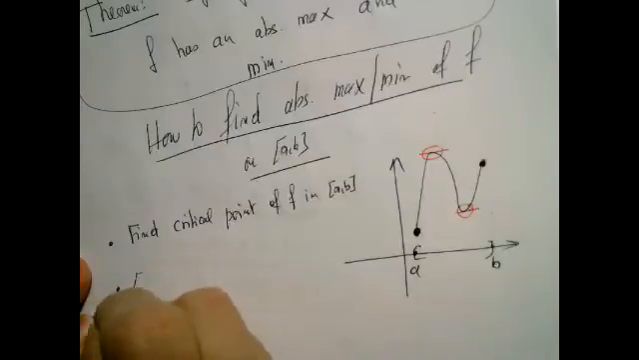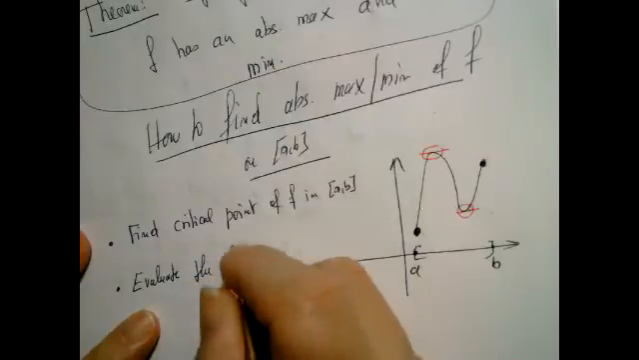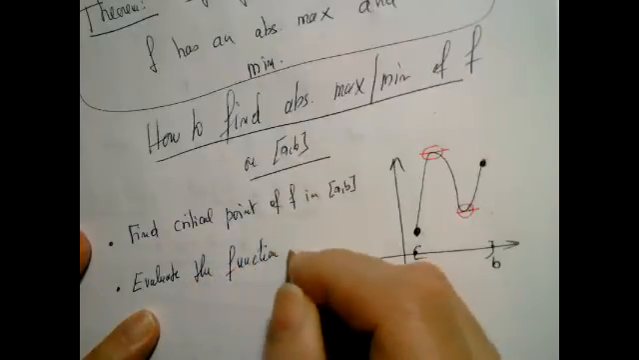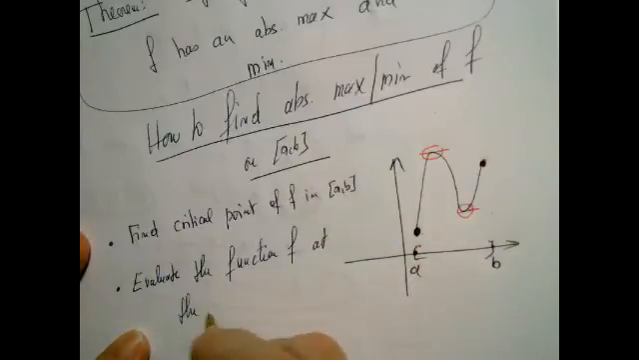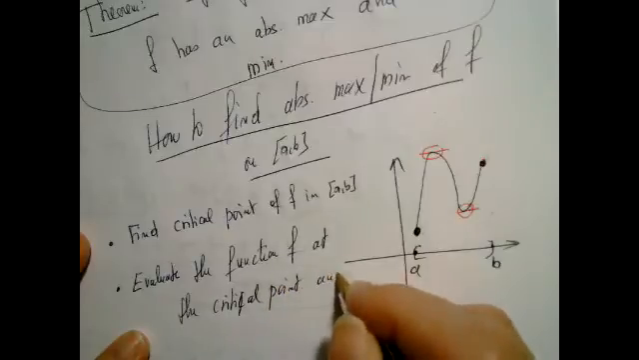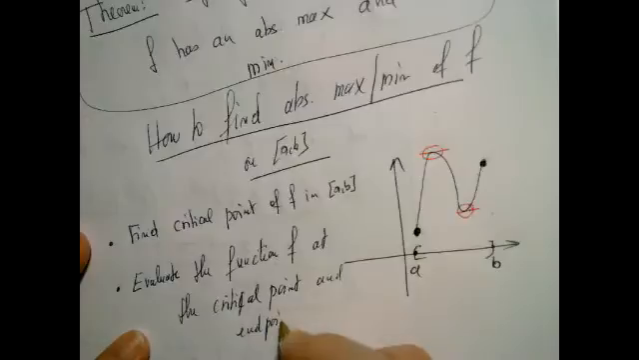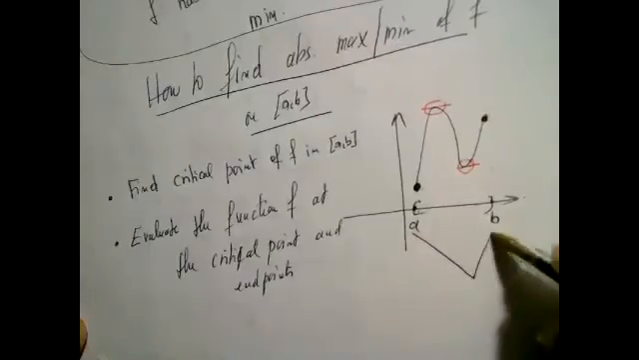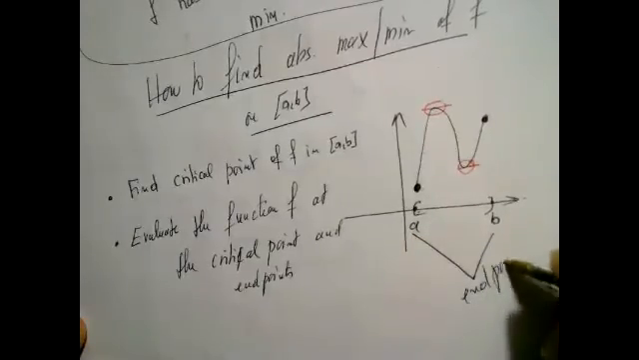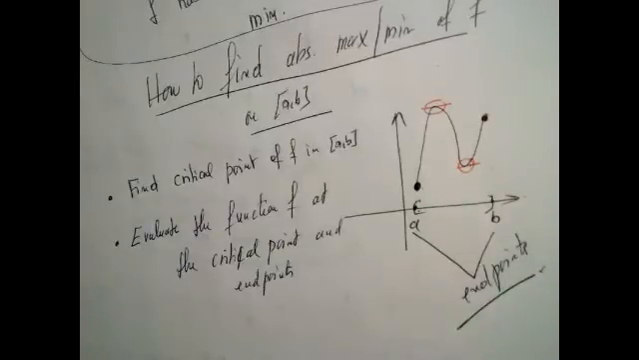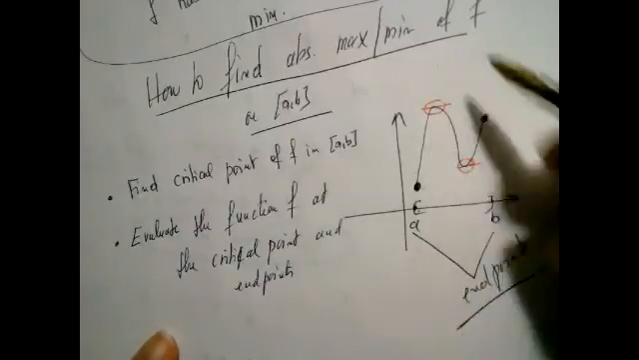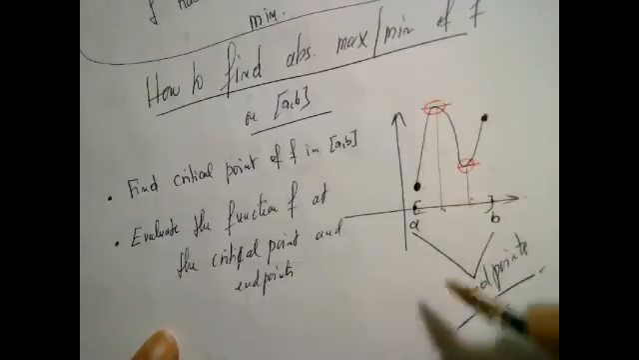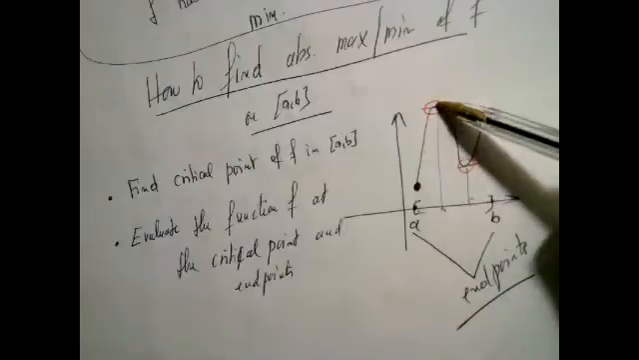So step 2 is evaluate. Evaluate means find the value of. Evaluate the function itself, the original function f, at the critical points and the end points. Now, what do I mean by end points? I mean A and B. Those are what we call the end points. All right? Okay, so we find those critical points and where the function reaches those values. Then we find the value of the function here, here, here, and here.